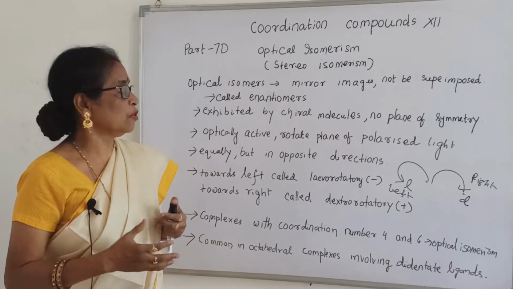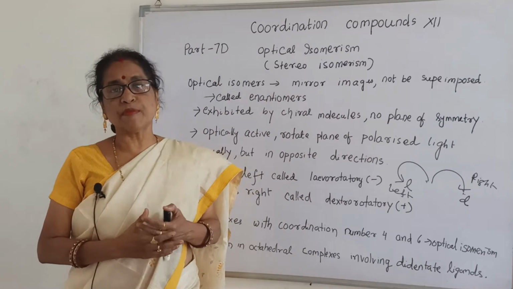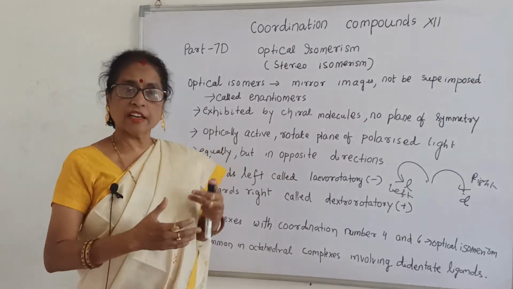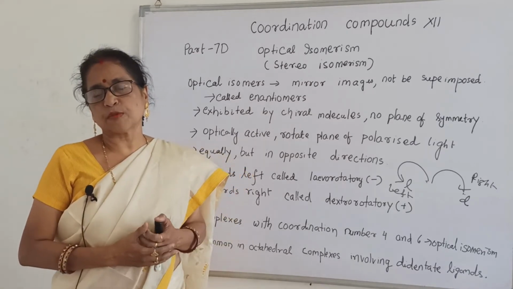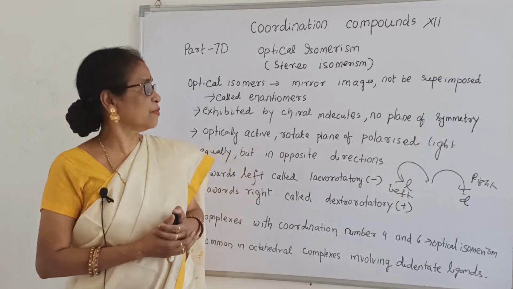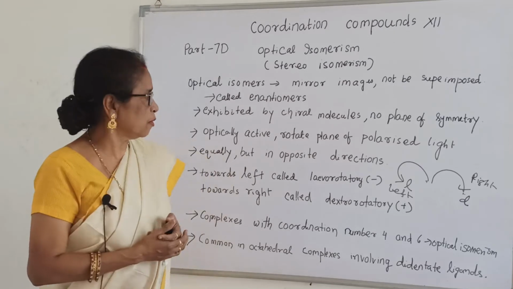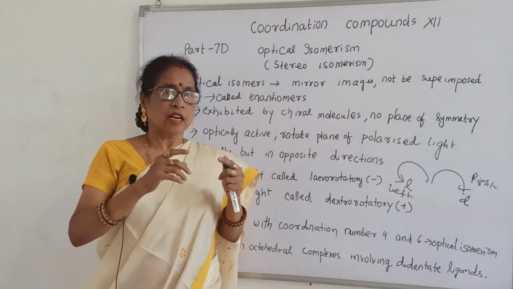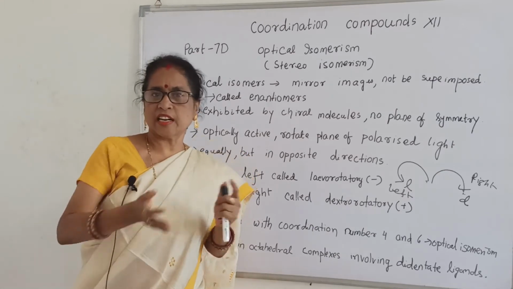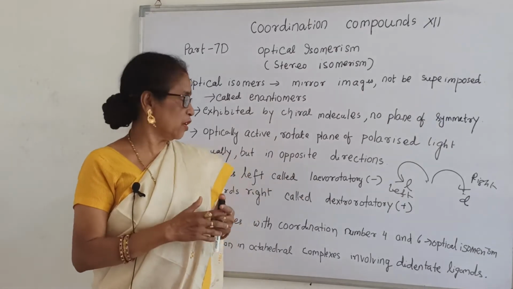Now again I want to explain in short. Optical isomers form mirror images, they are not superimposable on each other, and they are chiral. These optical isomers are shown by chiral molecules. What is a chiral molecule? One with no plane of symmetry. These optical isomers are also called enantiomers, and they rotate the plane of polarized light to the right side or left side. If right side, it is called dextrorotatory. If left side, it is called levorotatory.